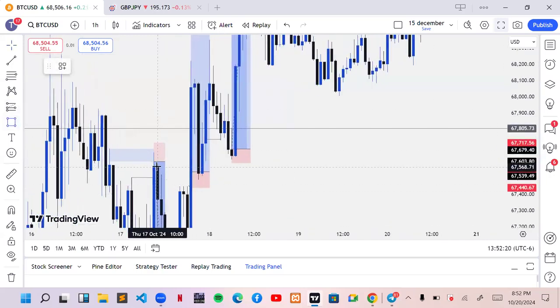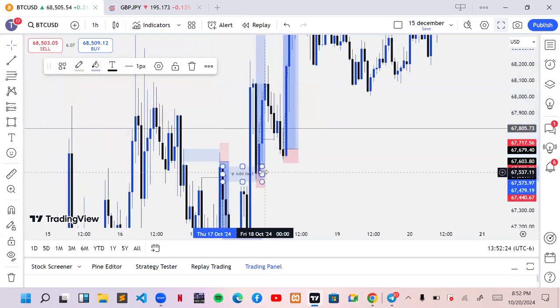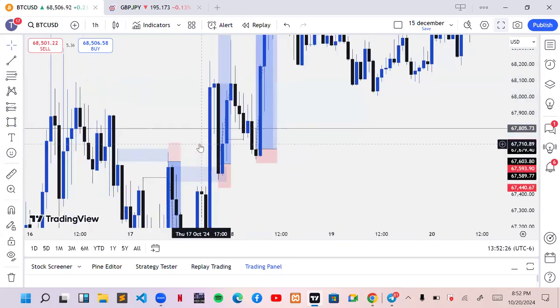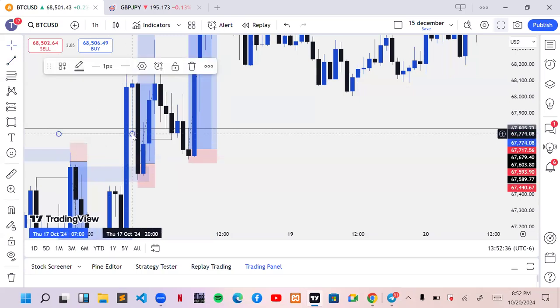For the trade on BTC, I took this trade from this breaker block right here. Now, why did I take this trade from this breaker block? It was because there was a break of structure up here, and the first pullback that the market made is actually this. This is the first pullback right here. So this is the inducement. You can see this wick, this long wick right here. This is our inducement.